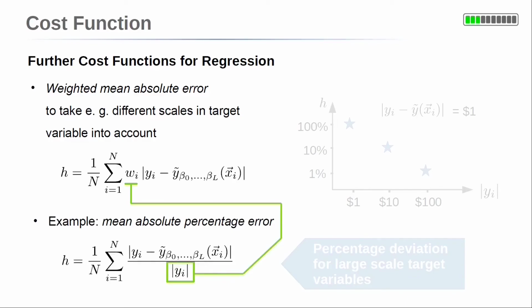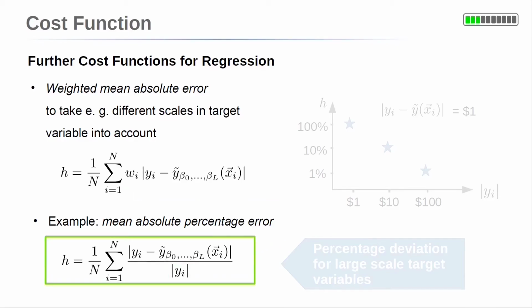The scaling factor wi can be the inverse of the target value yi. In this case, we have the so-called mean absolute percentage error. This cost function is pretty interesting because it considers percentage deviations of model and target variable.